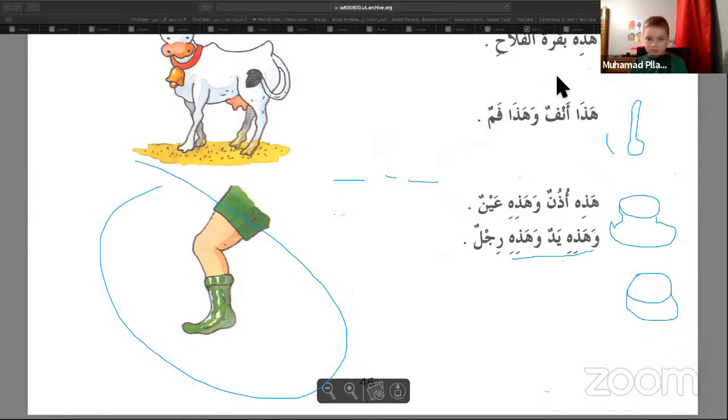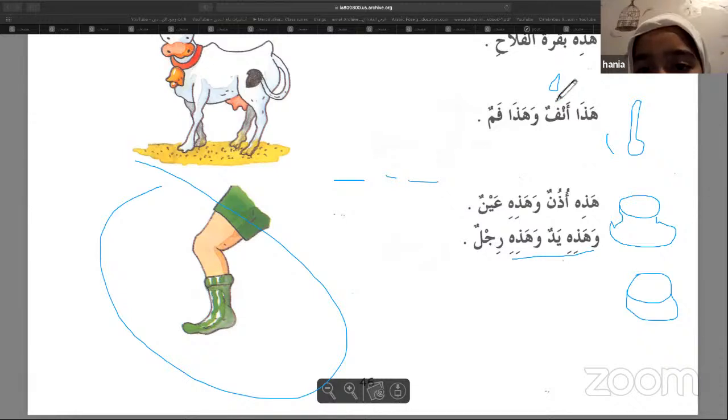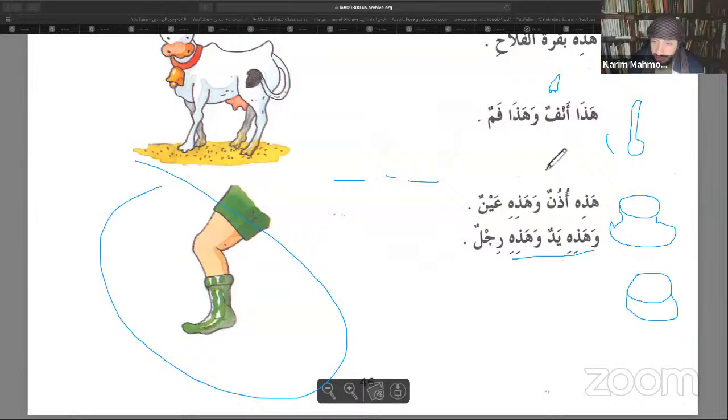Okay, let's do أنف for you. Ready? أنف right here. Nose. Yes, that's an أنف. Two circles right over there. Nose. Sorry, Muhammad, it looks crazy. Okay. وهذا فم.